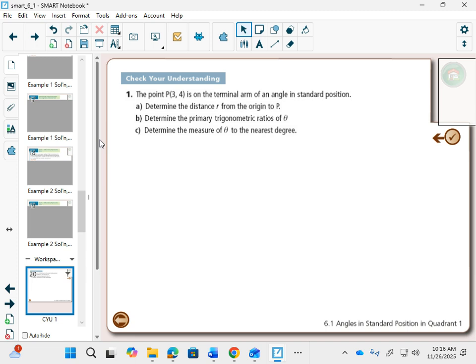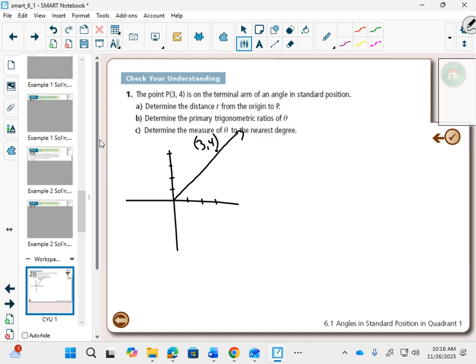All right, so question number 1. The point 3, 4 is on the terminal arm of an angle in standard position. So from this, we can draw a picture. Here is the terminal arm. It's an angle in standard position, so it starts from the positive x-axis. So our definitions become really important here. And we want to figure out how far it is from this point to the origin.